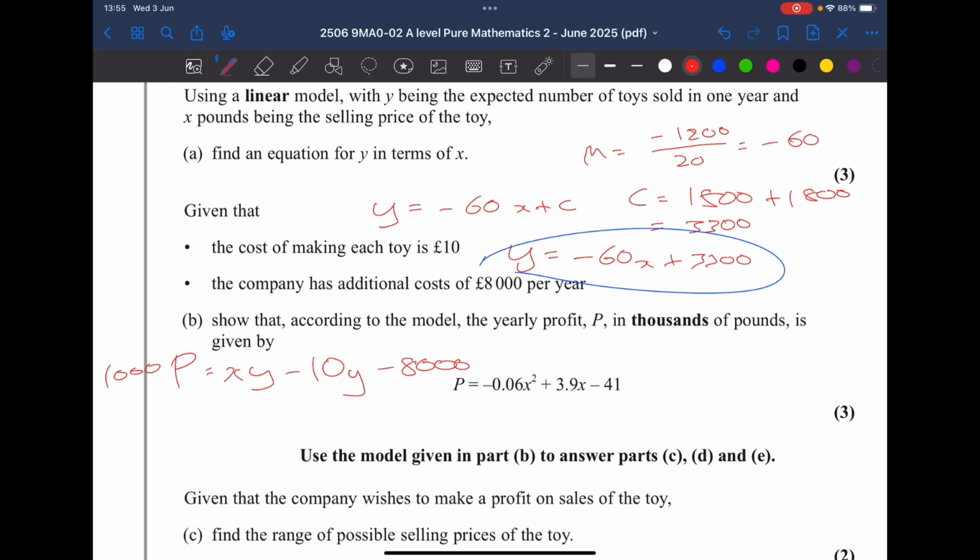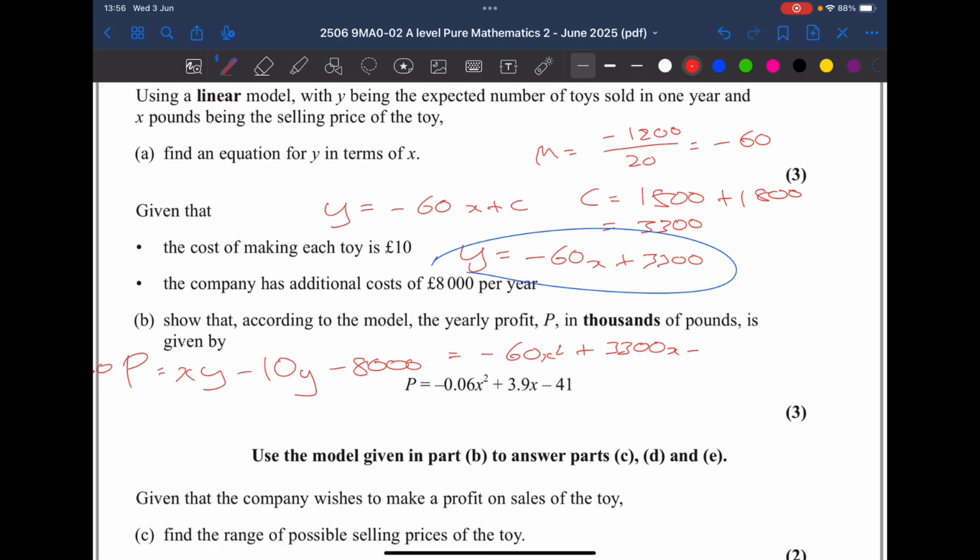x times y. Y was this thing. So let's do x times that. So we'll have minus 60x squared. That's a good sign with that coming up. Plus 3,300x minus 10y. So minus 10 lots of this. So it's going to be plus 600x minus 33,000. And then we've also got the minus 8,000 as well.